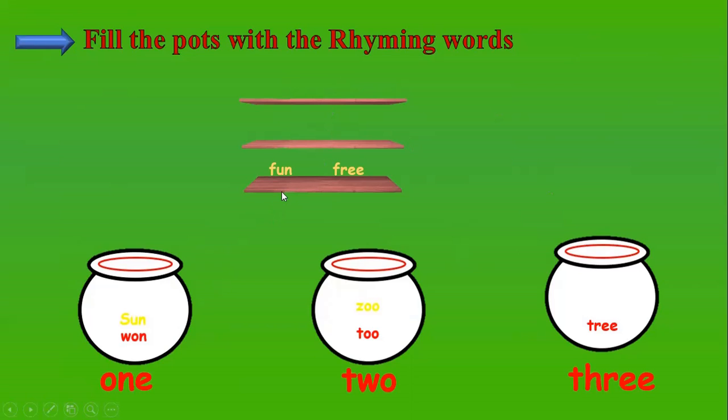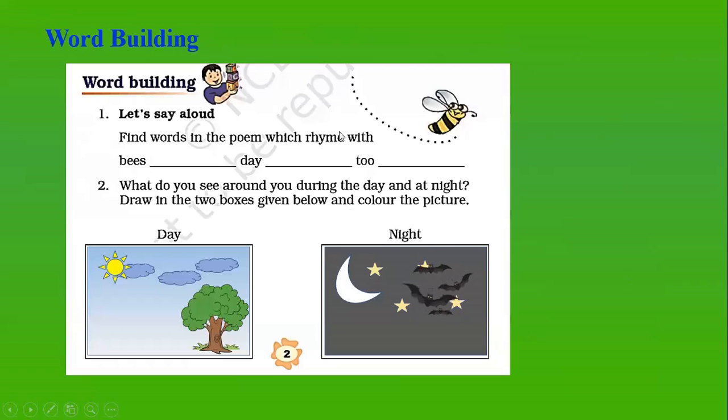Now we are left with 2 more words, children, fun and free. Here the word fun rhymes with sun, one and one. So it should go to the first pot, and the last word free goes to the third pot, and it rhymes with tree and tree. I'm sure you enjoyed this exercise, children. Now let's get back to the textual exercise.